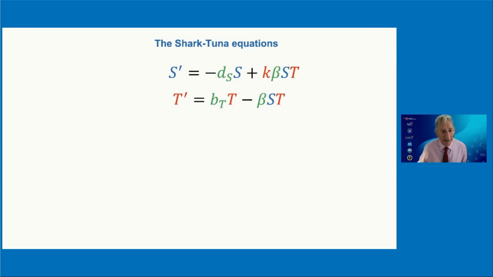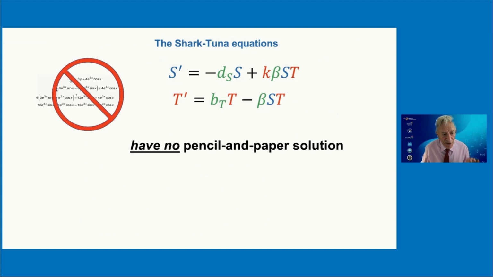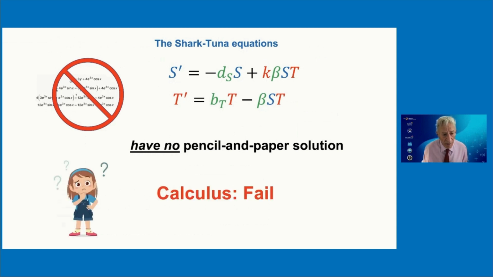The change equation is there simply to give us change vectors because, among other things, the shark tuna equations have no paper and pencil solution. You can't integrate this simple differential equation. This represents calculus fail. If you got an A++ in standard calculus, you cannot touch these equations.